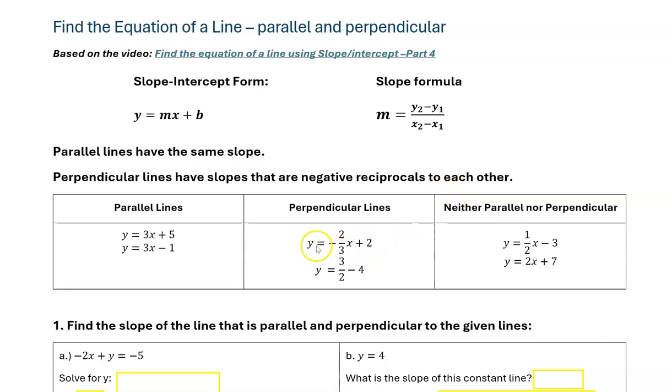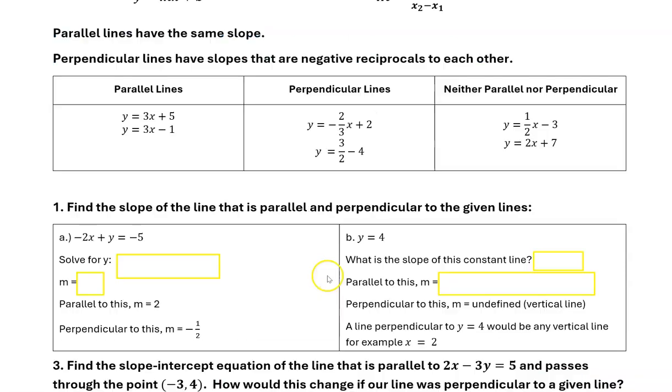So for example, if I had a line that had a slope of negative 2/3, then the negative reciprocal of that means we're going to flip it to be 3 over 2 and change the sign to be positive. So these two lines are perpendicular. That means they would form a 90-degree angle if graphed. And then over here are lines that are not parallel or perpendicular. We can say they're somewhat similar, one's a half, one's 2, but they're not negatives of each other, and they're not exactly the same. Those would just be two lines that are not parallel or perpendicular.